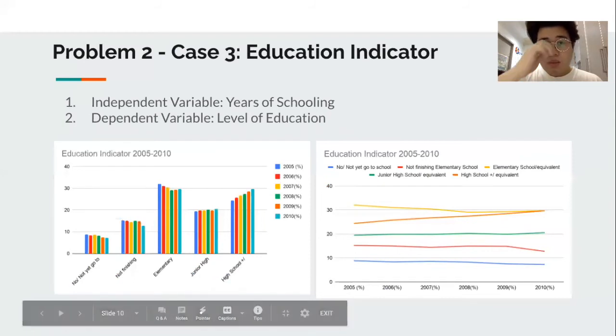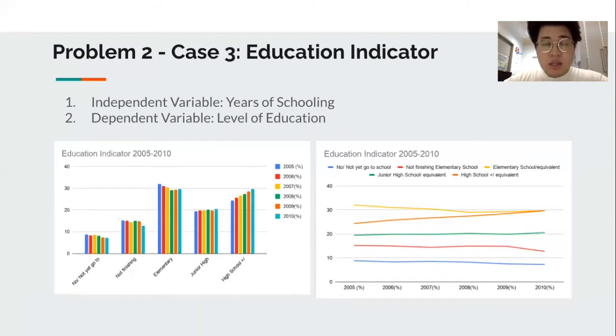And now for problem 2, case 3. In this case, it is talking about the education indicator. We have found that the independent variable is the years of schooling, and the dependent variable is the level of education. We can see that the level of education keeps increasing slowly from the year 2005 to 2010. And the percentage for the ones that don't go to school, the ones that don't finish elementary school, and the ones that only finished elementary school and junior high school are decreasing.